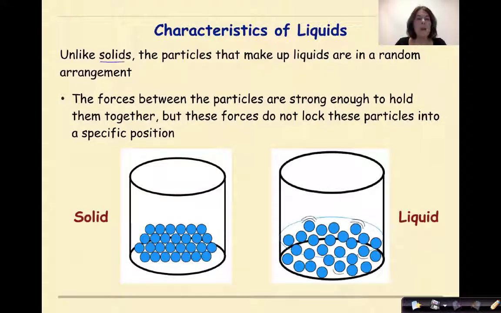Characteristics of liquids. Unlike solids, the particles that make up liquids are in a random arrangement. The forces between the particles are strong enough to hold them together, but these forces do not lock these particles into a specific position. So if we look at the model on the left, we can see that the solid is in a very orderly fashion, while the liquid on the right is much more disordered. It's not completely taking up the container, but it's taking up the space of the container at the bottom.